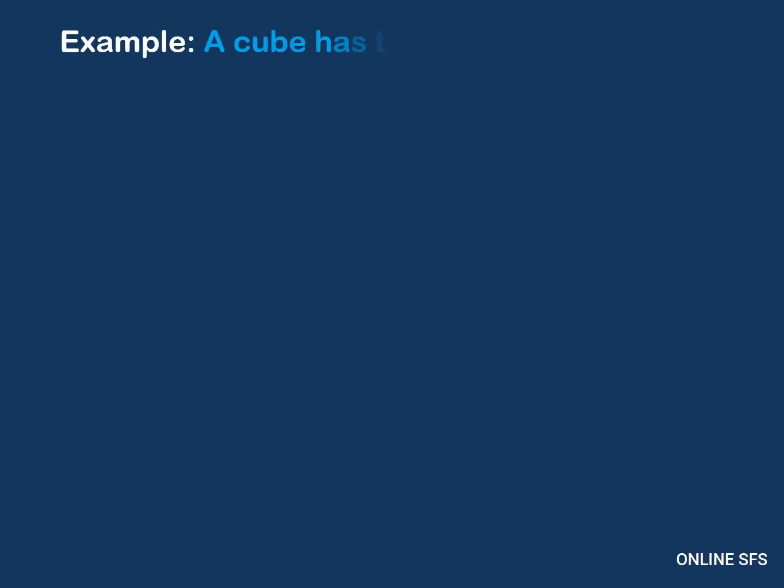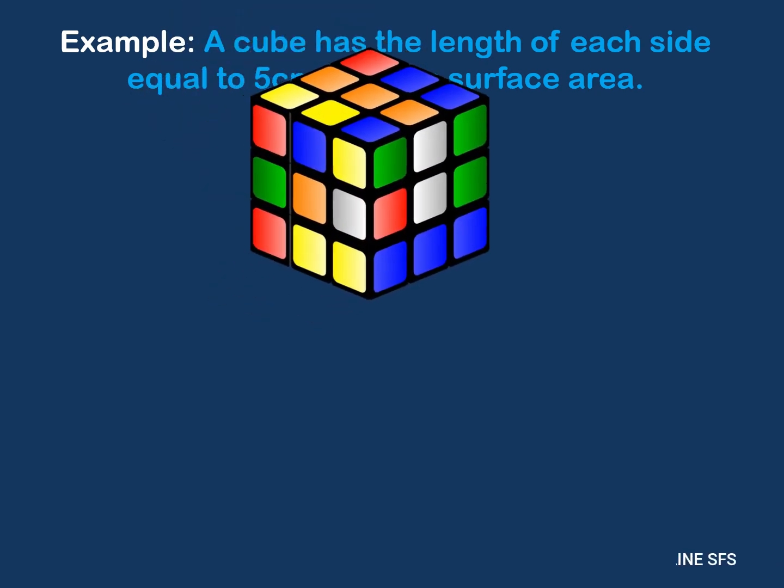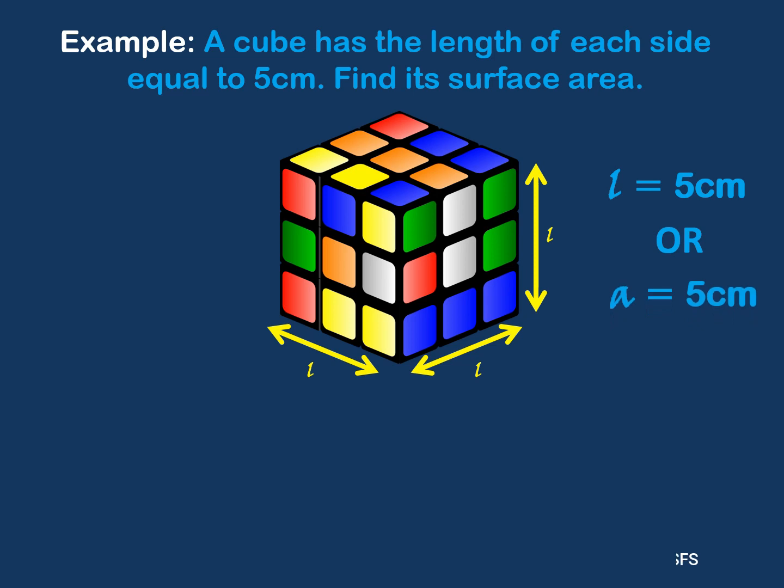A cube has the length of each side equal to 5 centimeters. Find its surface area. Now over here, by recalling what we just studied, all the sides of the cube are going to be equal and we will label them with L. Or we can also say that L is equal to 5 or A is equal to 5. You can name the sides with any variable you want. We have taken the variable A.